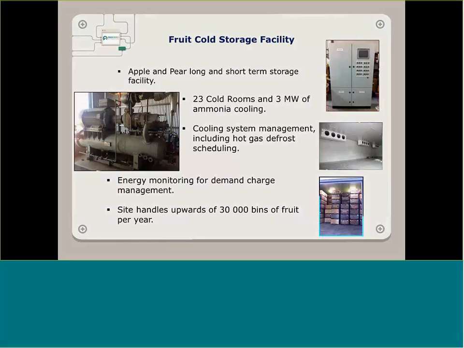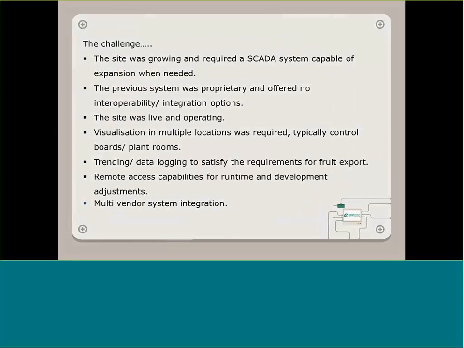The facility handles upwards of about 30,000 bins of fruit a year, and they can't really afford for any kind of failure. The challenges for this site were generally that it had a growing need for a total site management system that included all the cold rooms and the refrigeration plant. The very recent upgrades and upcoming expansions on the site also required a bit of vision for system continuity and serviceability. The previous systems they had in there were proprietary. They didn't really offer any kind of integration options, which tended to just fail the future-proofing of the site and hamstring any kind of serviceability.